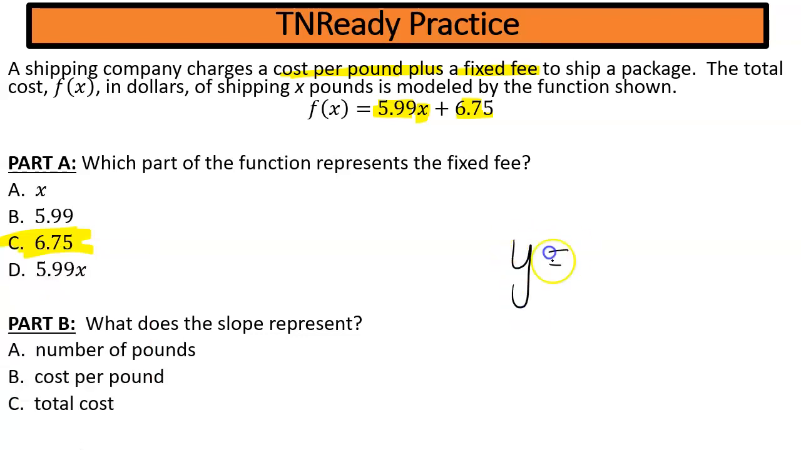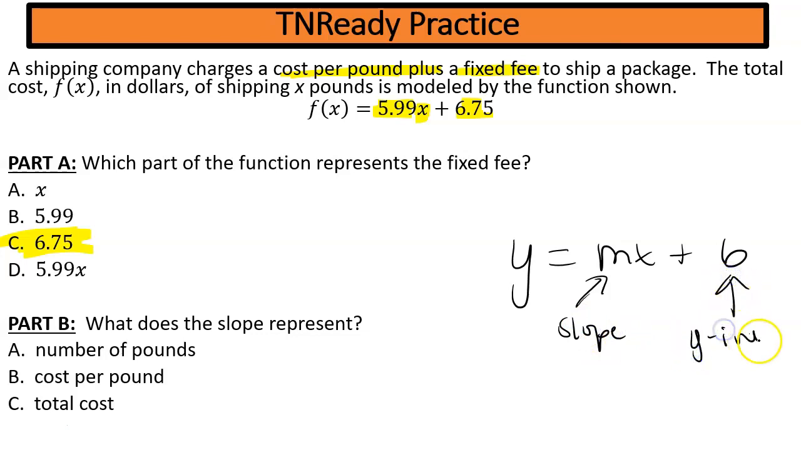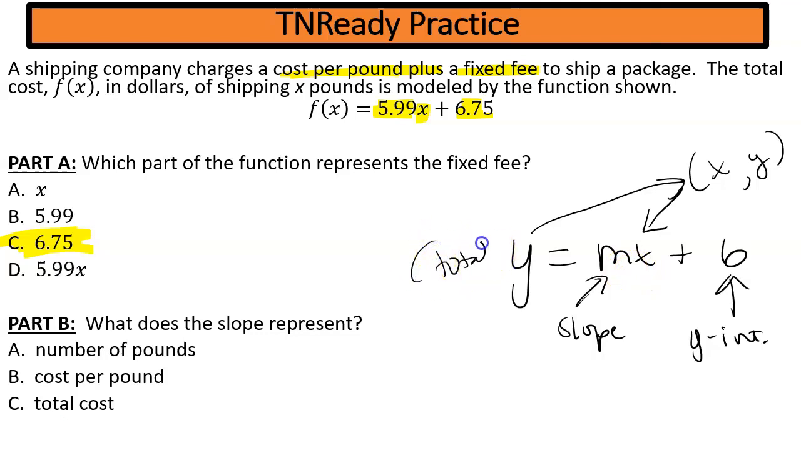Okay, when we look at slope-intercept form, here's what we have. M is my slope. B is my y-intercept or initial value. X and y are coordinates. Okay, that's an x and a y from your problem. In this word problem, y is going to be the total money I spend, and x is going to be the pounds. So it says, what does the slope represent? So we have number of pounds, cost per pound, or total cost. So that slope is the cost per pound. So B.